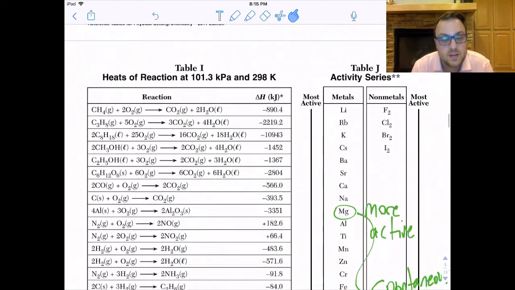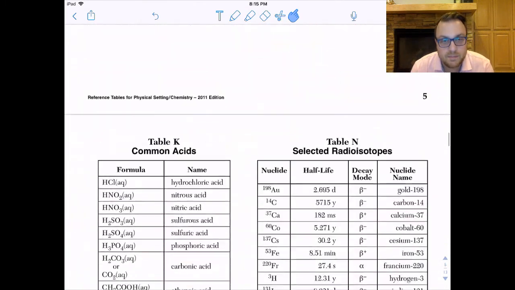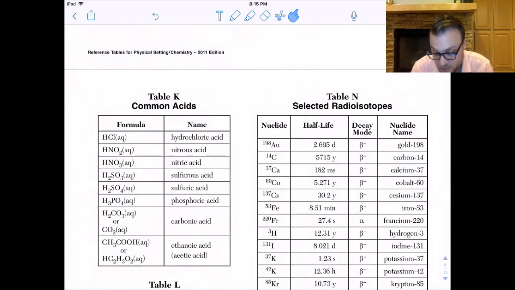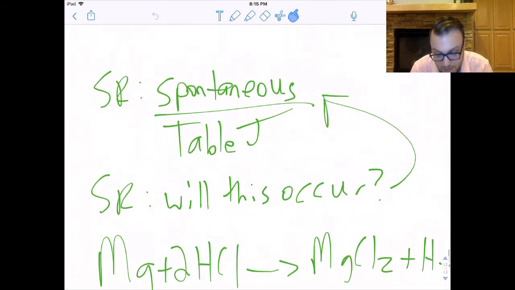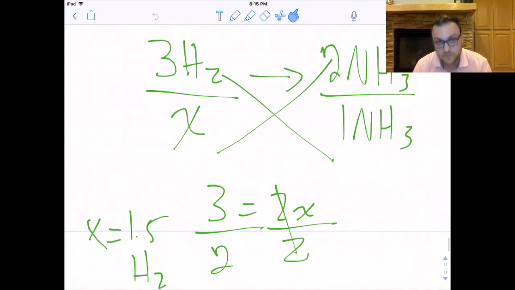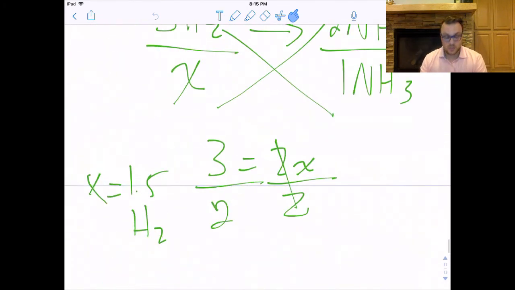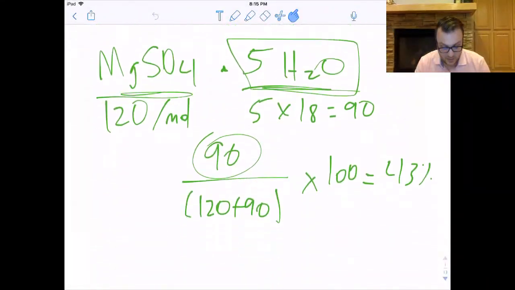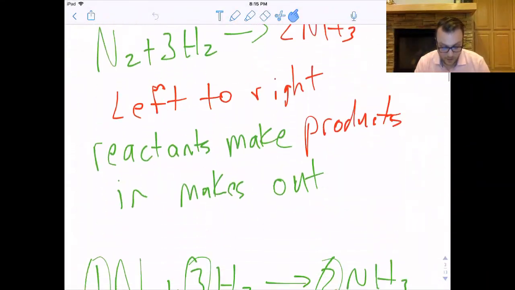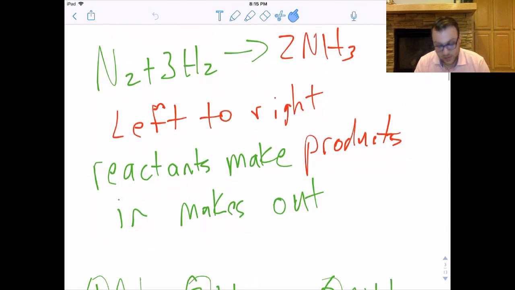We did the 5 types of chemical reactions. The big one is just remembering this idea of conservation. Conservation is big. The left side reacts to make the right side. The reactants make products. The two things on the left side of the arrow are going in, and the things on the right side of the arrow are going out.